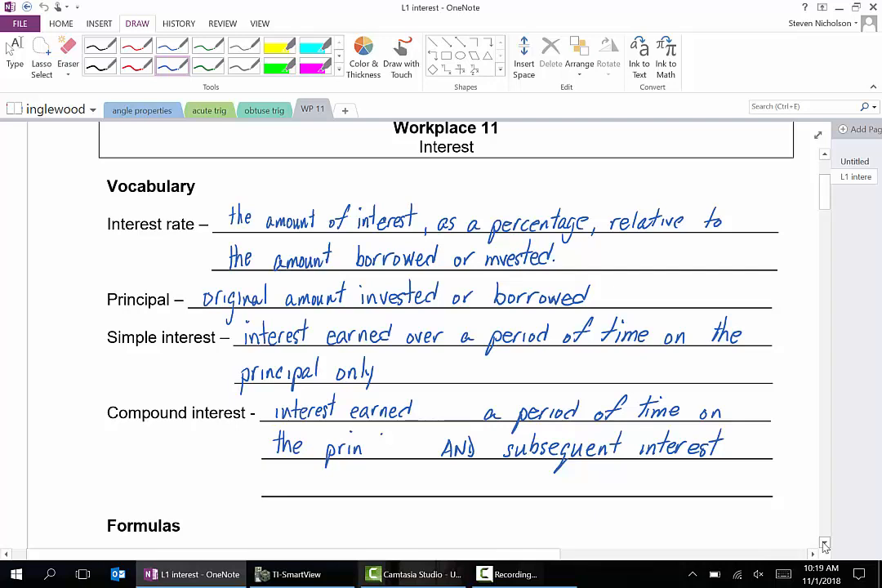Today's tutorial is on calculating interest. I've given you the four definitions, four vocabulary terms you need to know. So pause the video and copy down these notes.